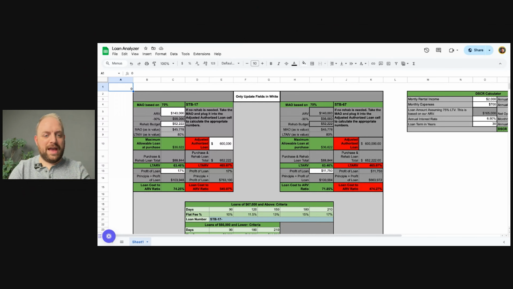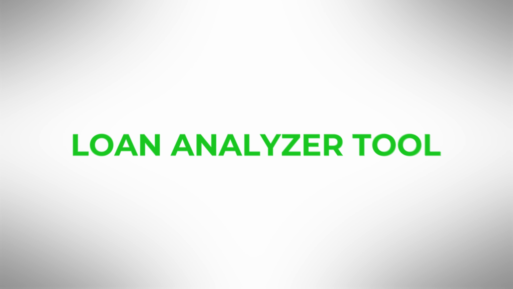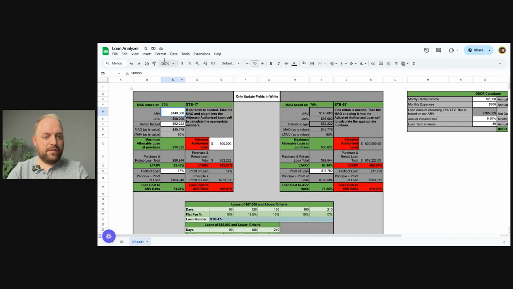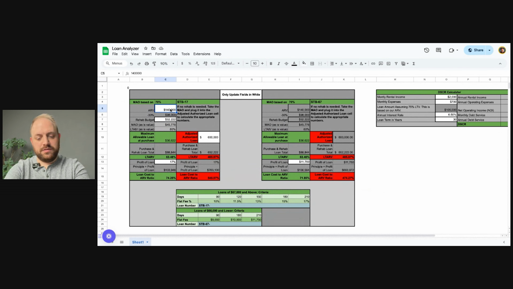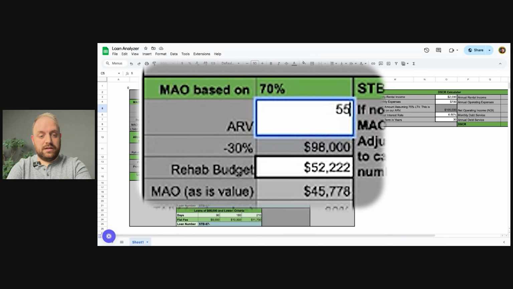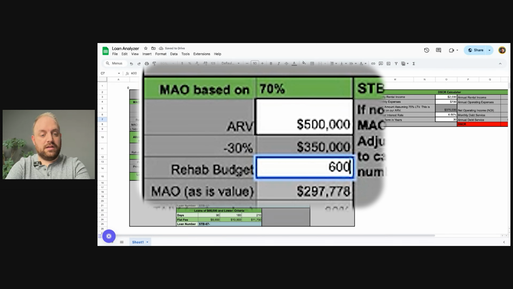So here's a quick demo of how to use the loan analyzer tool. With the loan analyzer tool, you really just need a couple of metrics to quickly calculate your numbers. So you need your ARV, and it's important that you have an accurate ARV. So make sure that you're using really good comps to come up with your ARV. But let's say we've got a $500,000 property. We'll drop that into the ARV, and let's say that it needs $60,000 worth of work, okay? All right, this will immediately calculate your maximum allowable offer based on a 70% rate there.